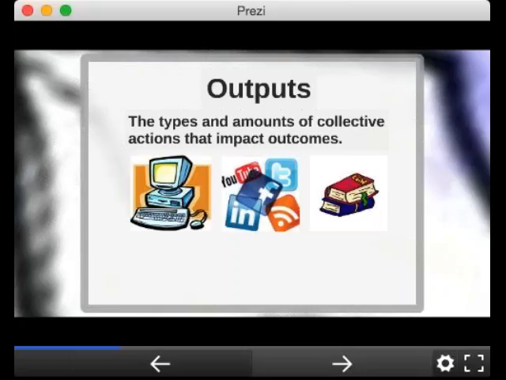Generally, there are three categories of outputs that coalitions keep track of. The purpose here for collecting outputs is to show that what you're doing as an organization has had some type of impact in the community. And the way that we can measure that is we could measure the amount of resources that have been made available in the community around substance abuse prevention.